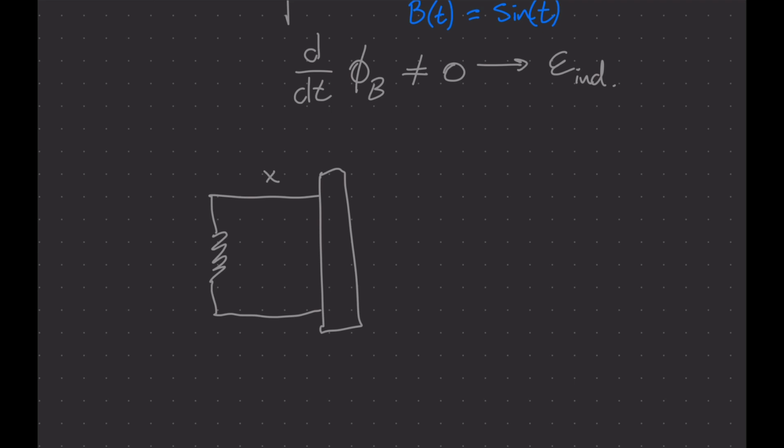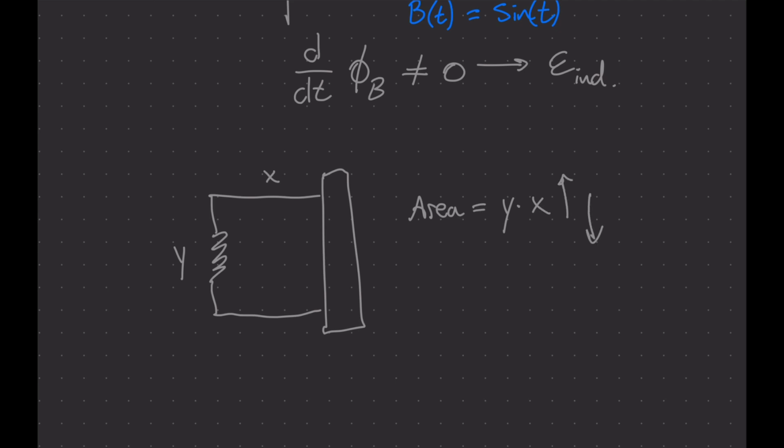a height y. And if I change the length of this bar, then I am changing the area, because the area is y times x. So I'm increasing and decreasing x, which is increasing and decreasing the area. And let's say here I have the magnetic field everywhere in the circuit. So the magnetic field is creating a flux on this entire circuit.